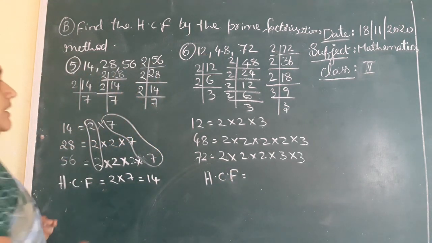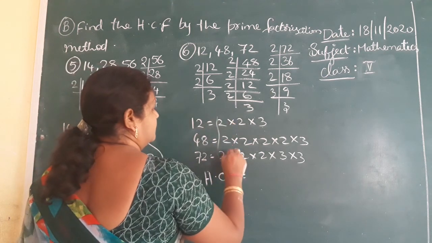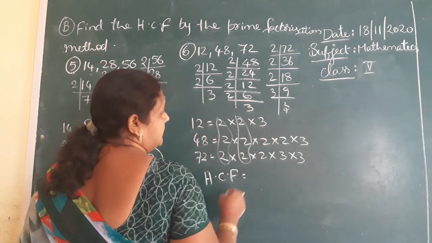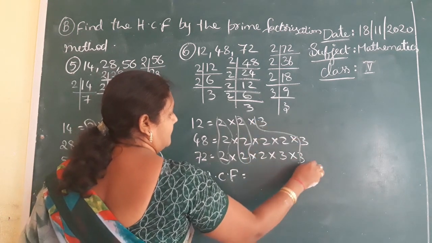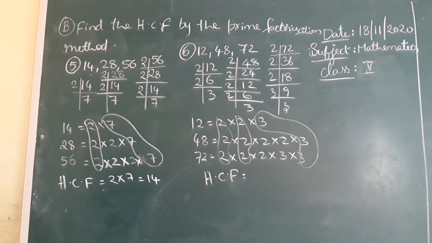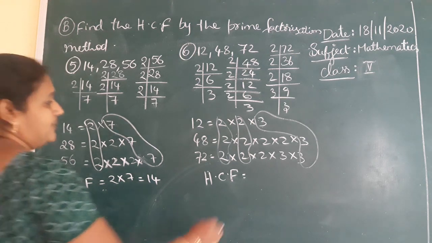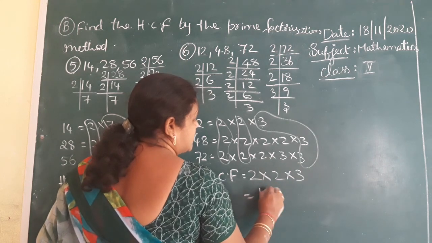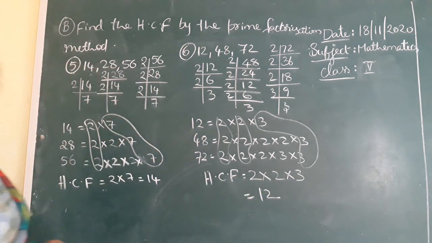Which are common, you have to select. For example, 2. Next, 2 is also common. 3 is also common. There is not any common one in both. So write HCF as 2 into 2 into 3. 4 3s are 12. 12 is the HCF. See the next one, Amma.